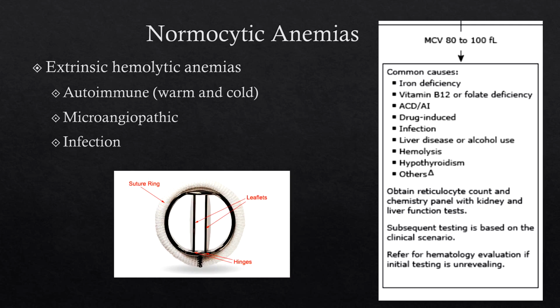And I've included this right now, if you recognize this. This is a prosthetic heart valve, because people with prosthetic heart valves can also get hemolytic anemias just from the pure shearing of RBCs passing through the plastic hardware.